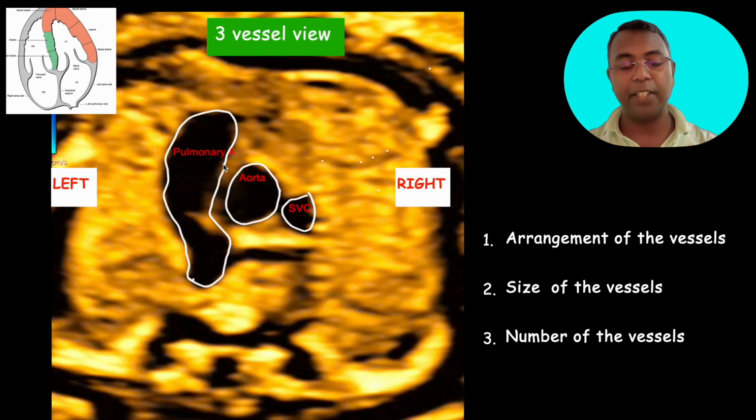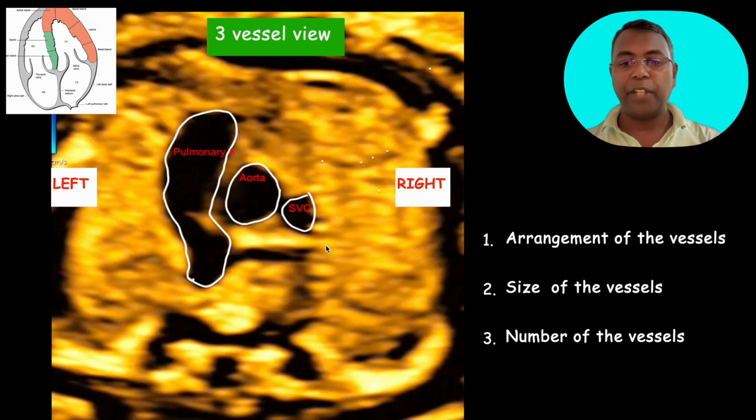There are certain other conditions where the pulmonary artery can be enormously enlarged, as in absent pulmonary valve syndrome, or in certain cases the pulmonary artery can be small, either in cases of pulmonary stenosis or pulmonary stenosis as a part of tetralogy of Fallot.